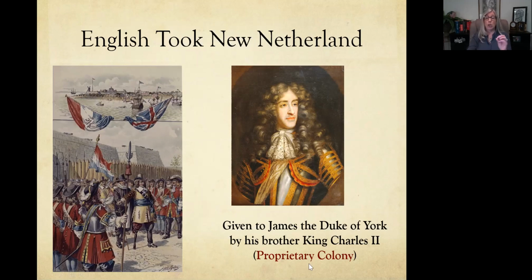Proprietary, again, means that you own it. So James, the Duke of York, owns this colony. It is his to do with as he wishes and to govern any way he wishes. And James, they renamed the colony New York, right? Because he's the Duke of York. So it's no longer New Netherland, it's now New York. And New Amsterdam becomes New York City. So we get rid of those Dutch names, and we bring in the English control.